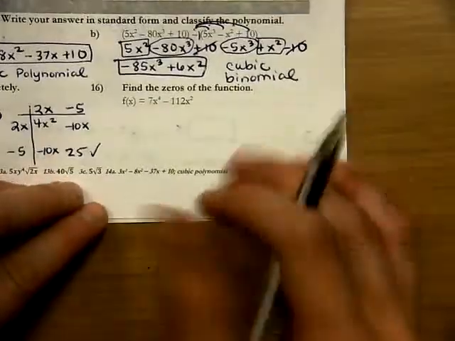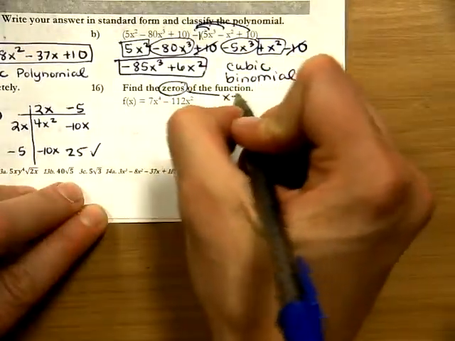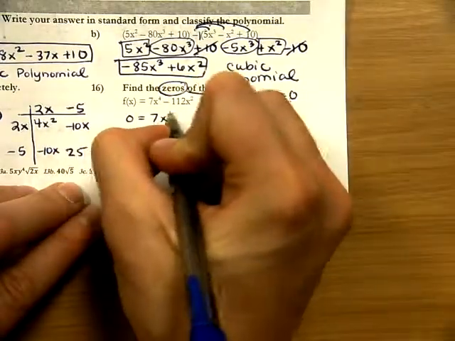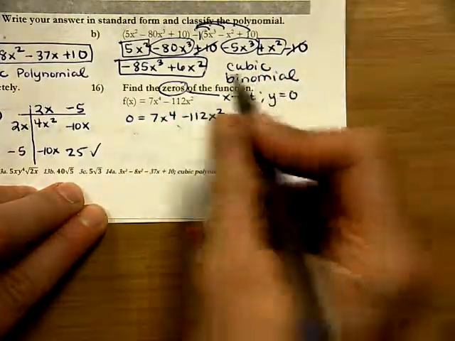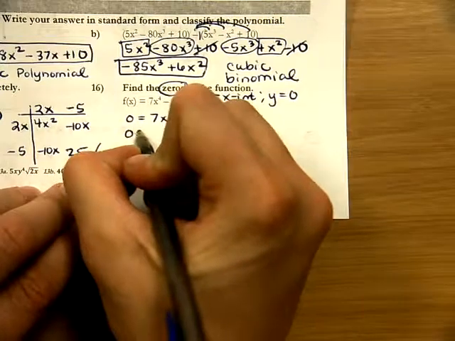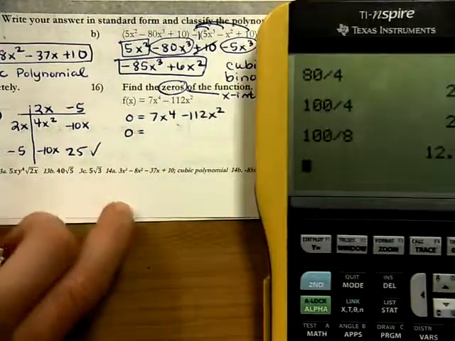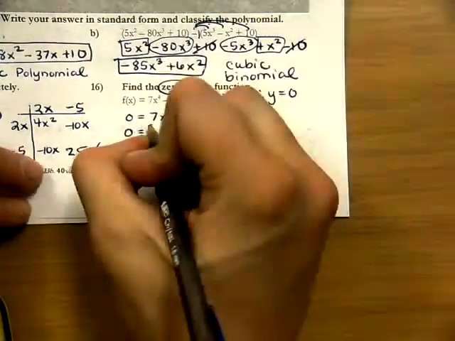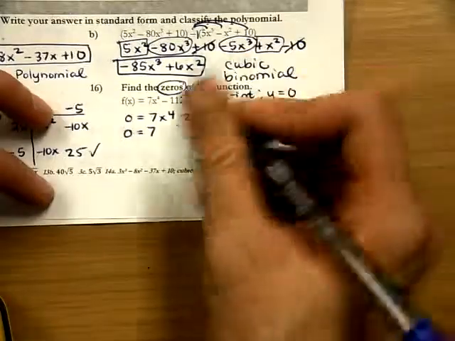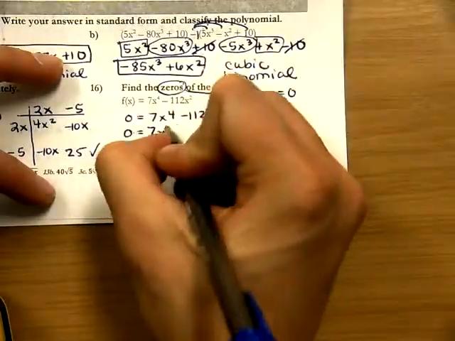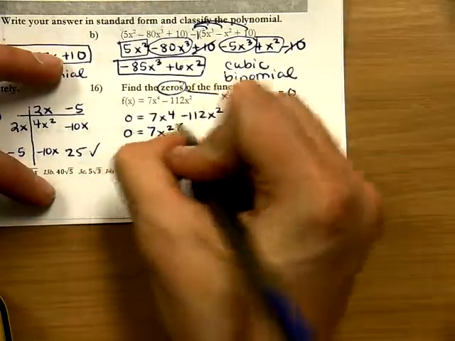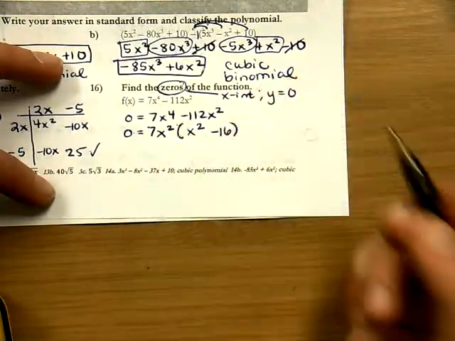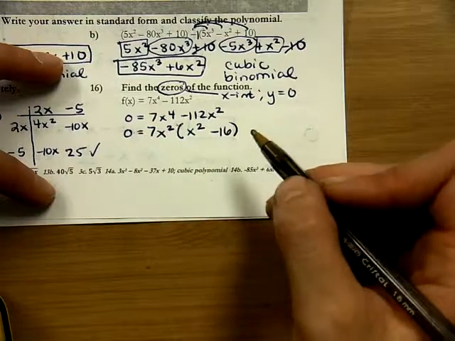Last problem, number 16. Find the zeros. I remember that zeros are just like x-intercepts, and I find x-intercepts by letting y equal 0. So I have 0 equals 7x to the fourth minus 112x squared. First step is factoring. So I got to factor out the GCF. The GCF here, well, let's see, is 112 divisible by 7? I don't know that in my head. It is. It's 16. So if I factor out a 7, I know both 7 and 112 are divisible by 7. This has an x to the fourth, and this one has x squared. So the GCF would include an x squared. 7x squared times x squared would give me 7x to the fourth. 7x squared times a negative 16 would give me negative 112x squared.